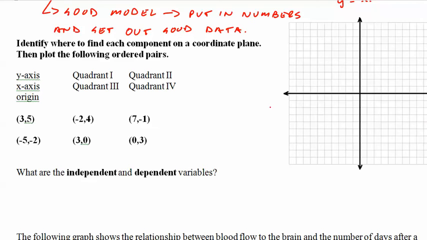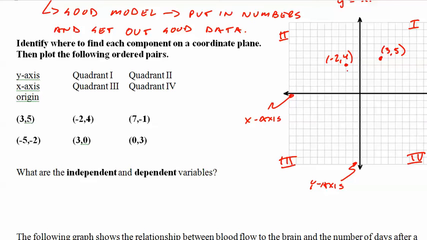This is your x-axis. This is your y-axis. This is the origin. I'm going to do that one later. This is quadrant 1, quadrant 2, quadrant 3, quadrant 4. This is 1, 2, 3, 4, 5, and I'm going to label. This is negative 2, 1, 2, 3, 4. This is 7, negative 1, 1, 2, 3, 4, 5, 6, 7. Notice the x always comes first.